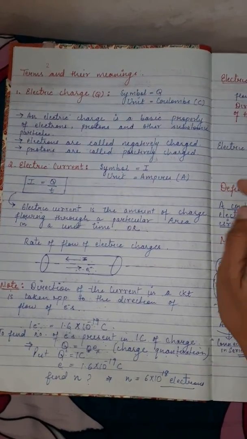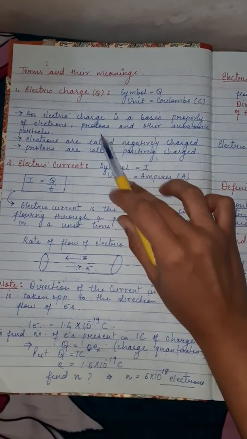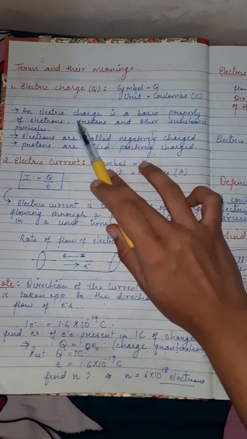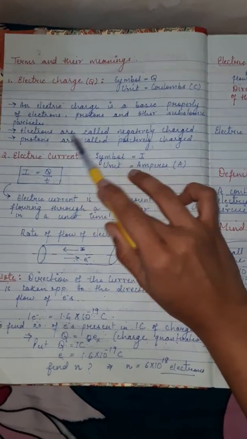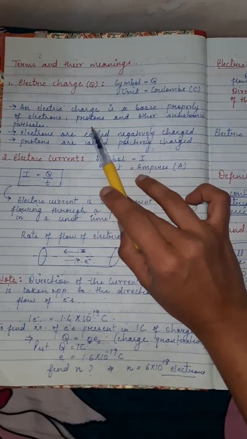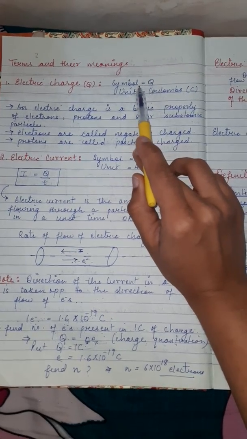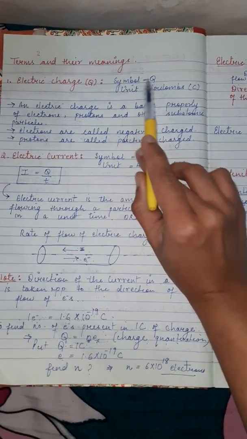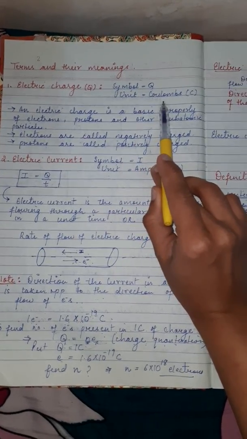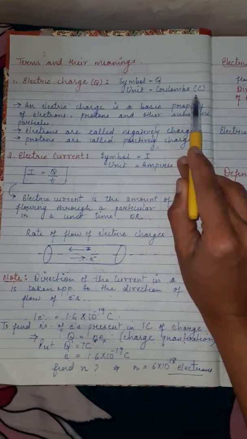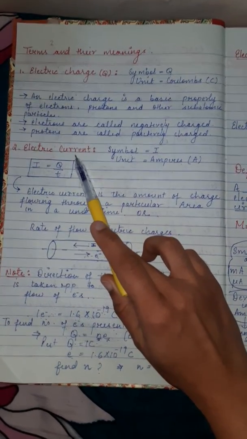An electric charge is nothing but a basic property of electrons, protons, and other subatomic particles. By this charge I can identify whether it is an electron or a proton. To understand further topics, we need to know the symbol. How do we denote an electric charge? We denote an electric charge by the symbol Q. The unit of the charge is coulombs and denoted by the symbol C. Right? Let's move to the next topic, which is electric current.